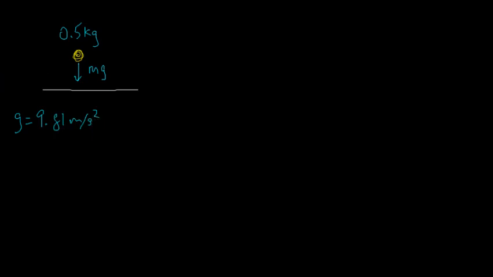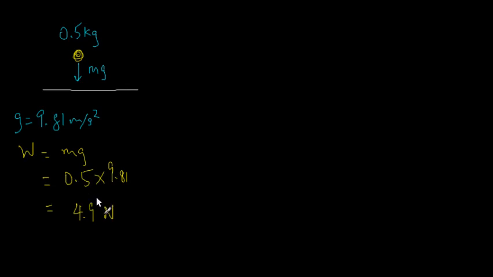So if I now calculate the weight using the formula mass times g, I'll get 0.5 times 9.81, and the answer will be less than 5, about 0.49. Oh no, about 4.9 Newton. So we understand this. We know how to do this.